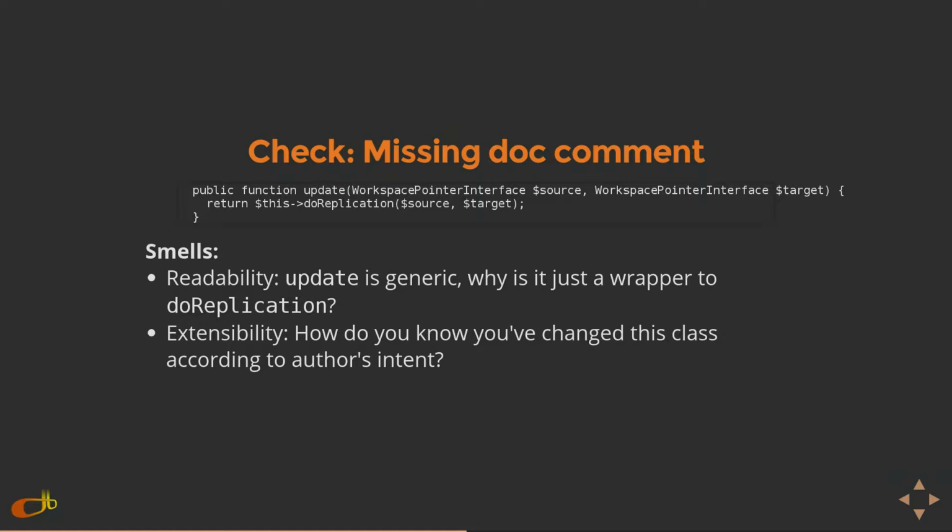If you had stumbled upon this, you would immediately ask the question, why is this just a wrapper for do replication, right? And you would have to look elsewhere in the code for an explanation. Extensibility: if you have to change this class, if you can't figure out what this method is supposed to be doing, then you don't know the author's intent. So you may introduce a critical bug by modifying this class. Missing documentation should be considered a critical bug.